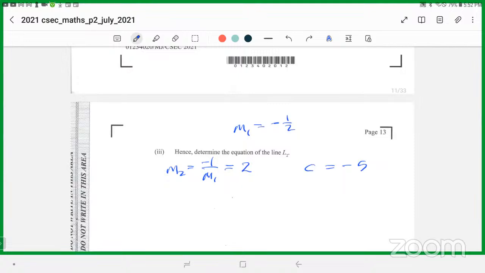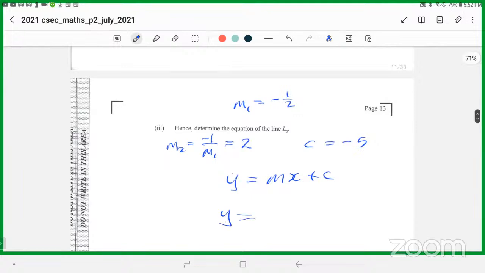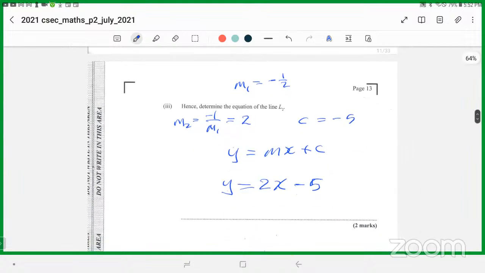That's the gradient of the other line when they are perpendicular. And once you know the m and the c on a line, we can use y equals mx plus c for that line. So for line 2 then, it's going to be y equals the gradient of line 2, which is 2, so that is 2x, and the plus c is negative 5. That becomes the equation of line 2, L2. The gradient and the y-axis intercept. That is it. Nice and easy. Let's continue.